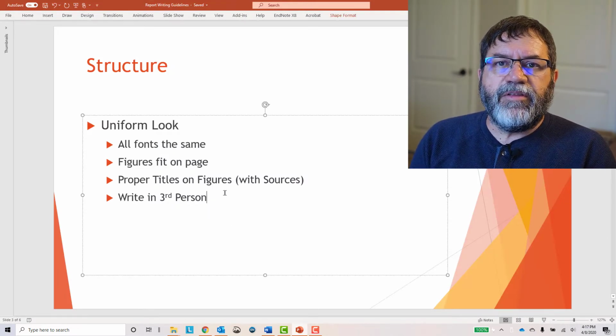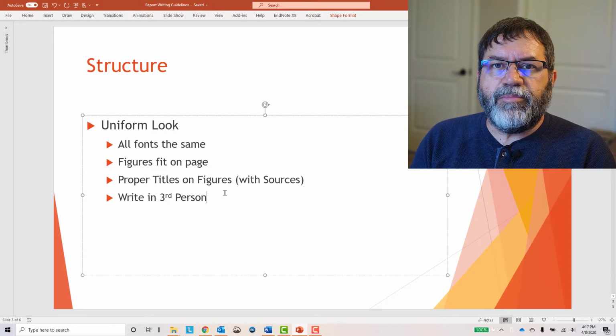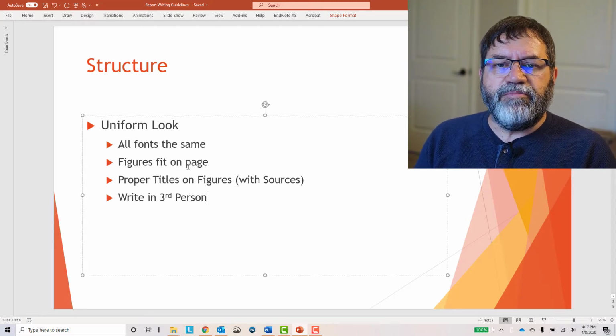Lastly, you need to write in third person throughout your report, with the exception of the biography. That can be first person. Everything else should be third person. That's the structure. Make it look good.